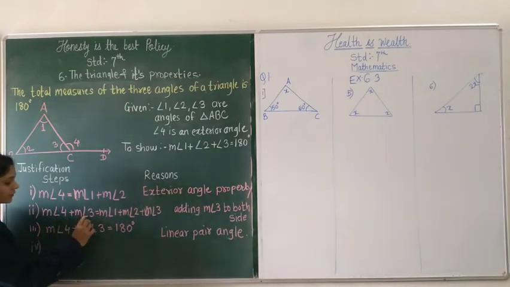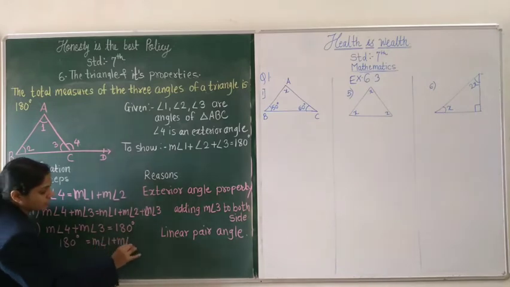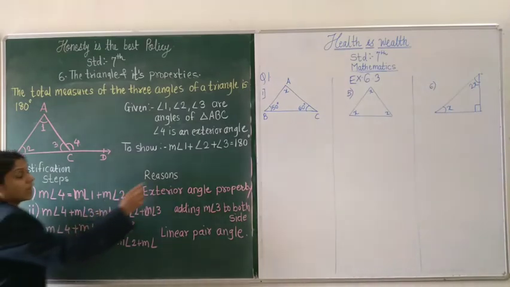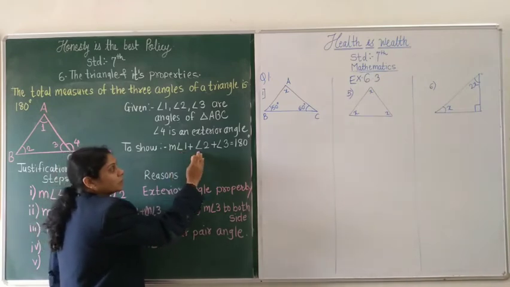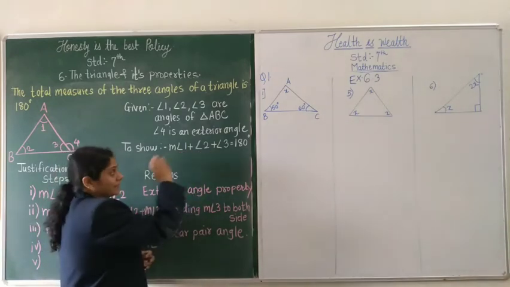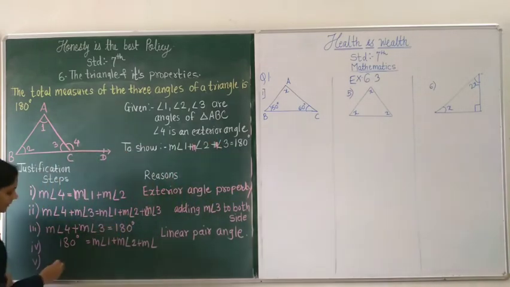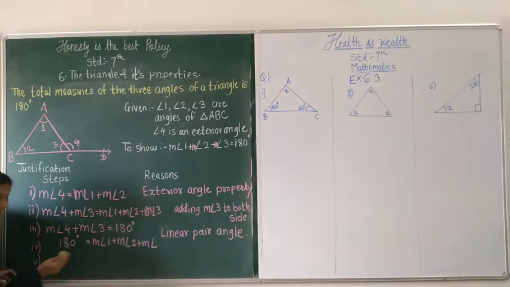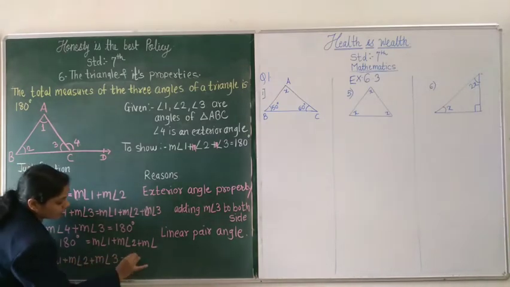Instead of measure angle 4 plus measure angle 3, we can write directly 180 degrees. So 180 degrees is equal to measure angle 1 plus measure angle 2 plus measure angle 3. Since these are on the right hand side, we have to write them on the left hand side of the triangle. So measure angle 1 plus measure angle 2 plus measure angle 3 is equal to 180 degrees.